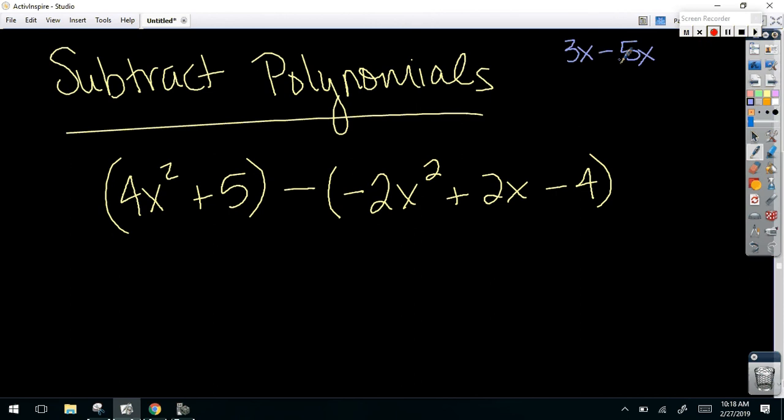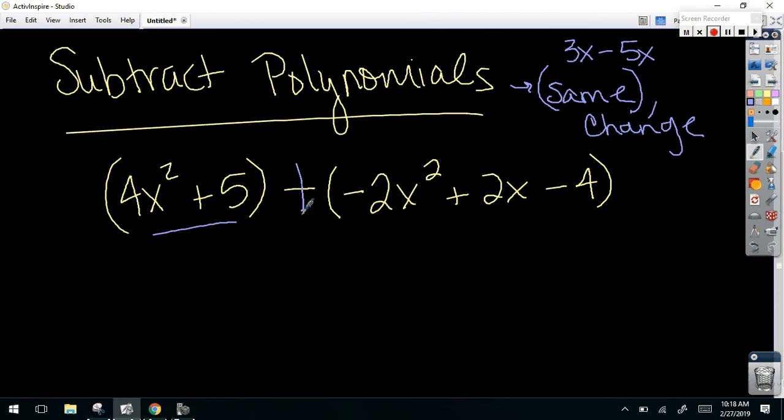Same, change, change. What you're going to do is the first polynomial, it's going to stay the same. The whole polynomial stays the same. So the first polynomial, keep the same. Then you change the sign in the middle. So this one becomes a plus.